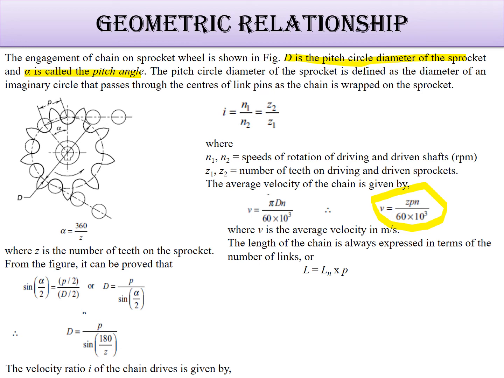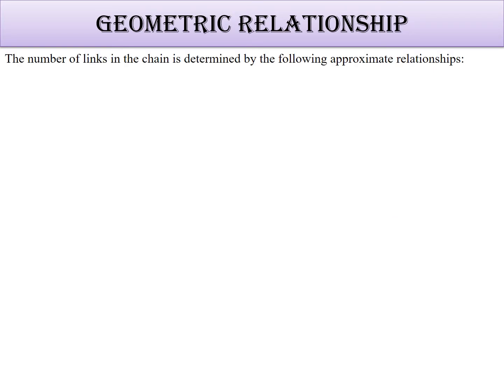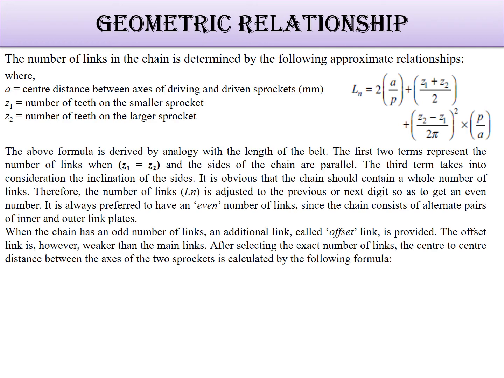So the length of chain is what? It is expressed in this term, that is L is equal to Ln into P, that is the pitch. L is the length of the chain, Ln is the number of links. Now number of links can be found out with the help of these terms. This is the final relationship for the number of links. Ln is equal to 2a by p plus z1 plus z2 by 2, plus ((z2 minus z1) by 2 pi) square into p by a. Now here a is the center distance, z1 is the number of teeth on smaller sprocket, z2 number of teeth on larger sprocket.